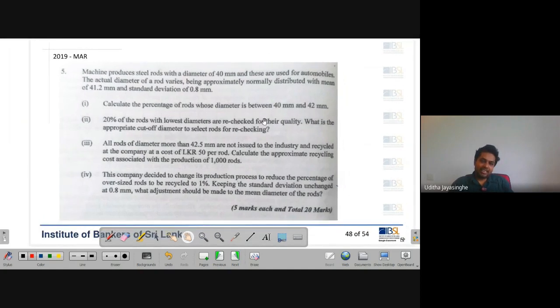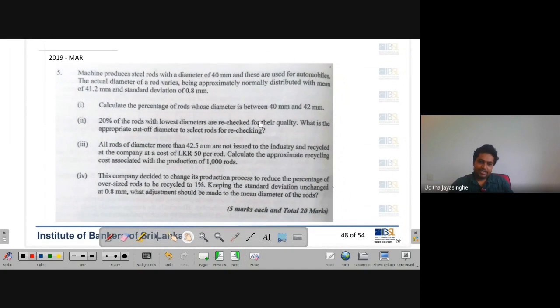See how many different practical angles that one question can test. Last one. This company decides to change its production process to reduce the percentage of oversized rods to be recycled to 1%. Keeping the standard deviation unchanged at 0.8 millimeter, what adjustment should be made to the mean diameter of the rods?